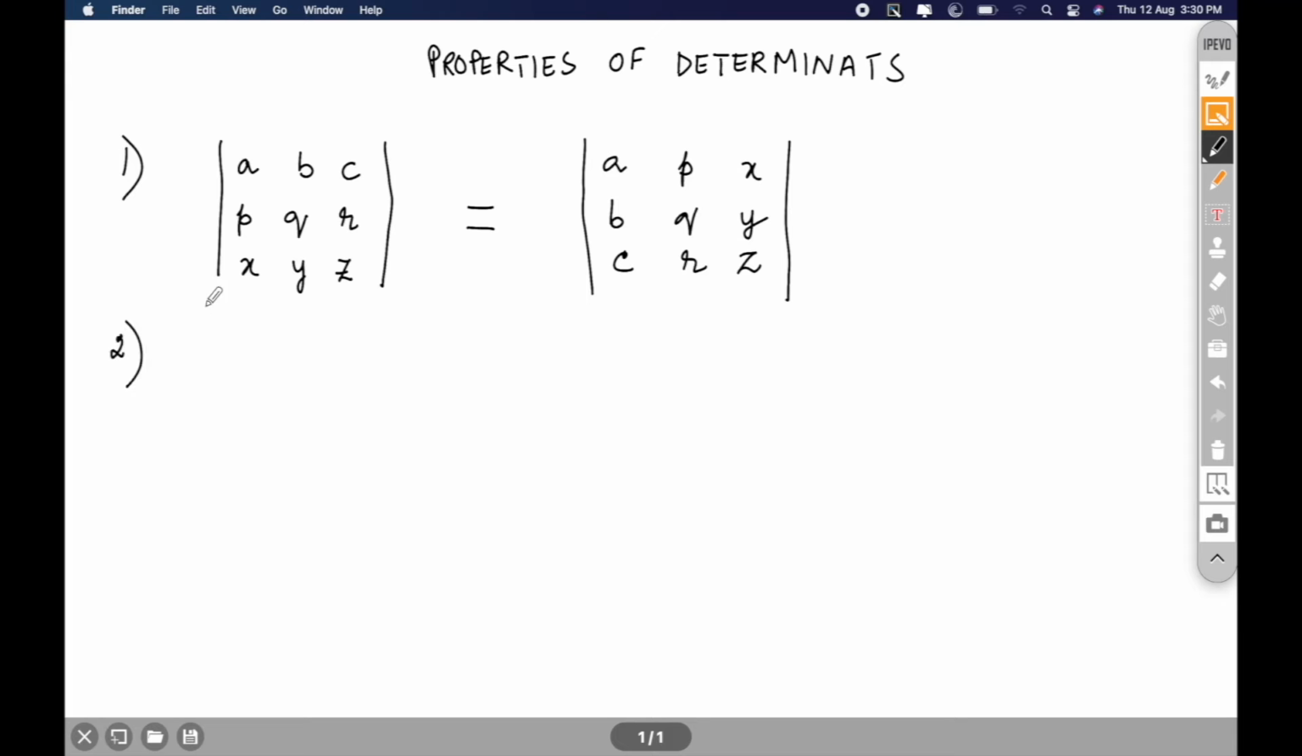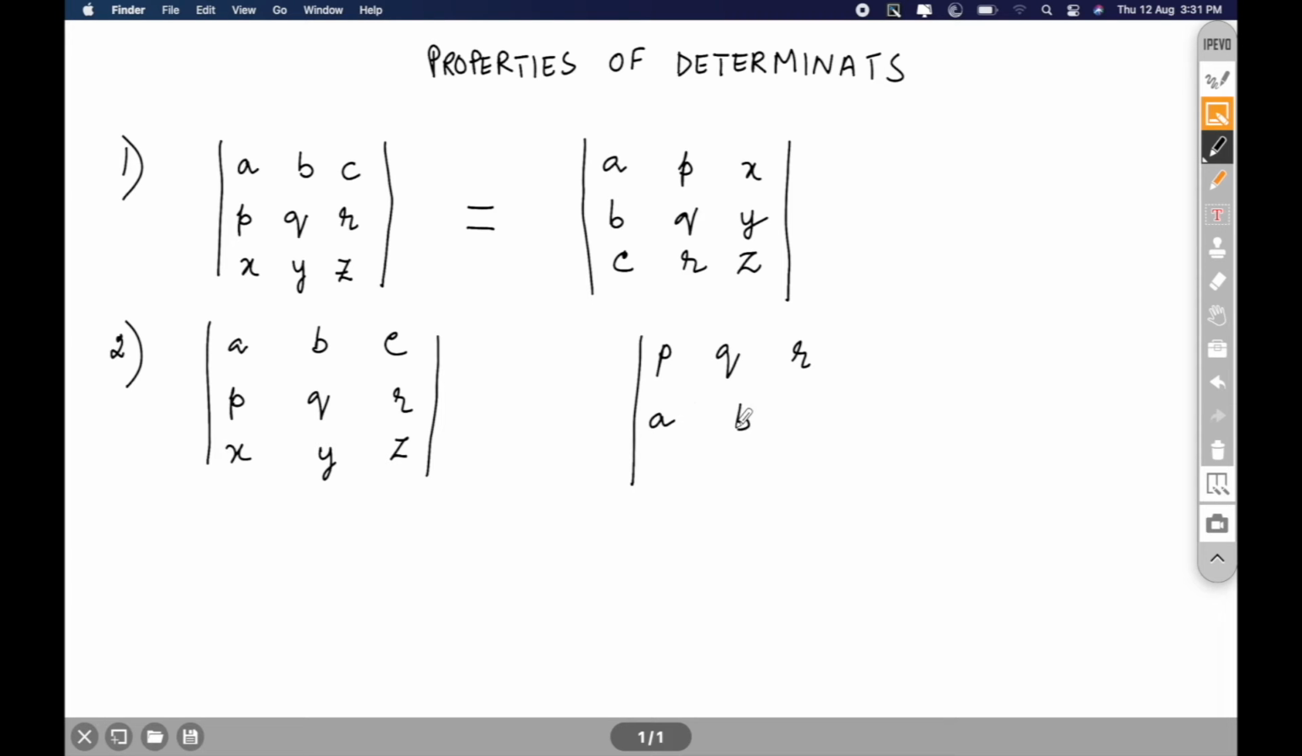Next property says that when any two adjacent rows or columns of a determinant are interchanged. So again I am writing the same determinant here of third order, and now when I interchange any two adjacent rows or adjacent columns, the value of the determinant will remain the same but the sign will change. So here when I interchange row 1 with row 2, the new row 1 will have elements PQR, row 2 will have elements ABC.